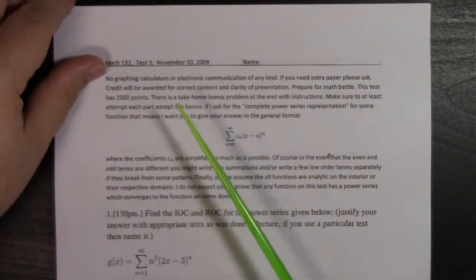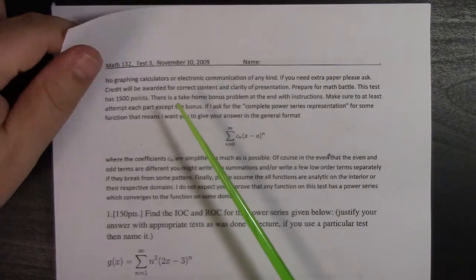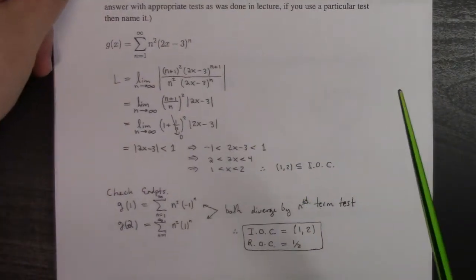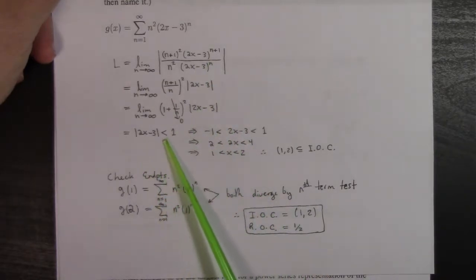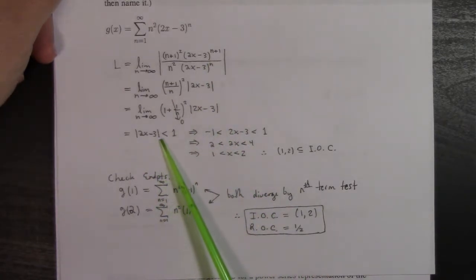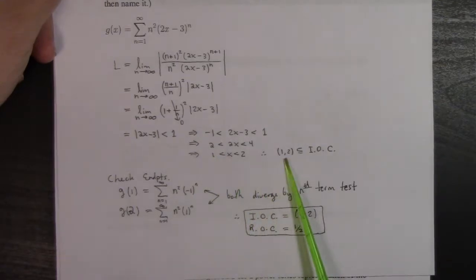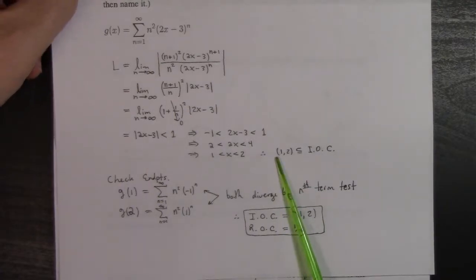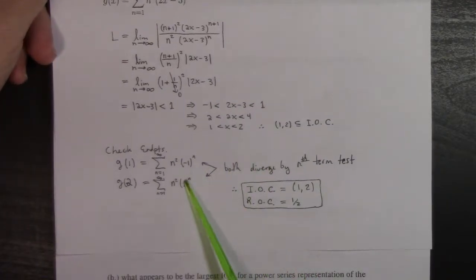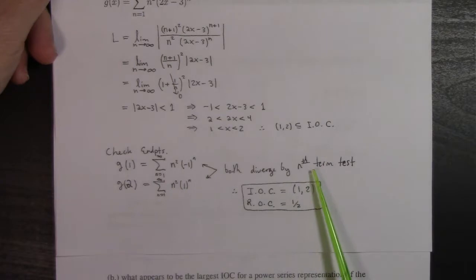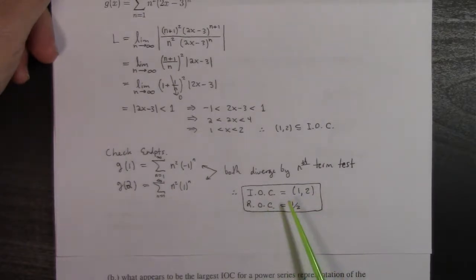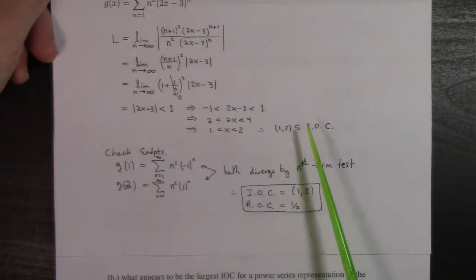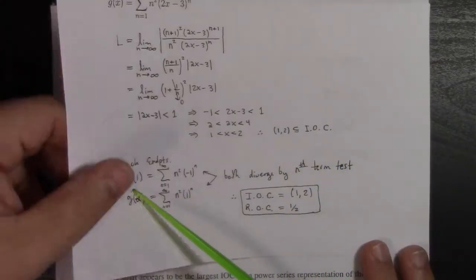Here's my solution. If I look at the ratio test, I find that it's less than 1 provided that the absolute value of 2x minus 3 is less than 1, which tells me that the interval of convergence includes the interval from 1 to 2. But then I have to check endpoints 1 and 2. I check the endpoints, and they're both excluded by the nth term test, and so the IOC is (1, 2). And the radius of convergence here is a half, because that's half the diameter of that.